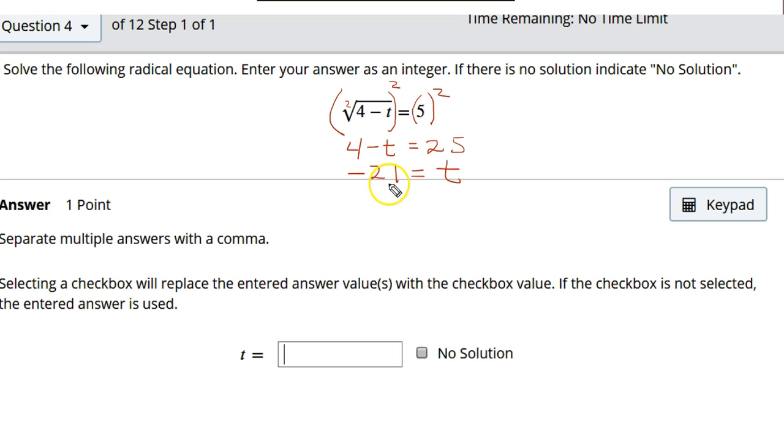So there's our answer. Now, we said pretty generally you have to check this to see if in fact that will work. So let's put it in there. 4 minus a minus 21, and we're taking the square root of that. Does that equal 5? Well, this becomes a positive, and that's 25, and the square root of 25 is 5. So that's a good answer. T equals negative 21.